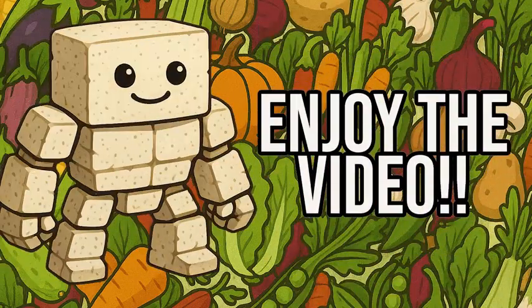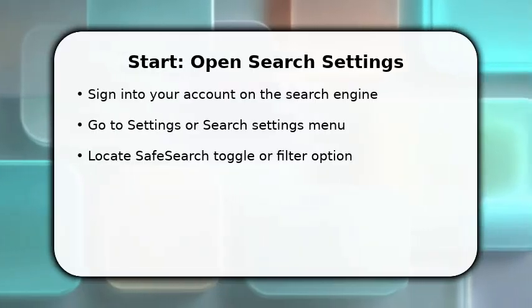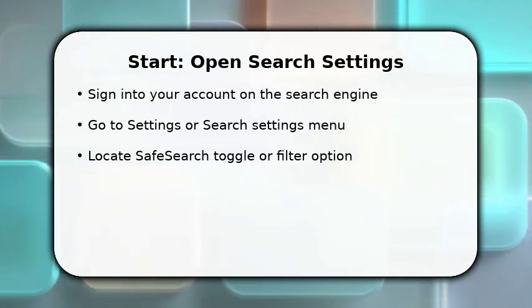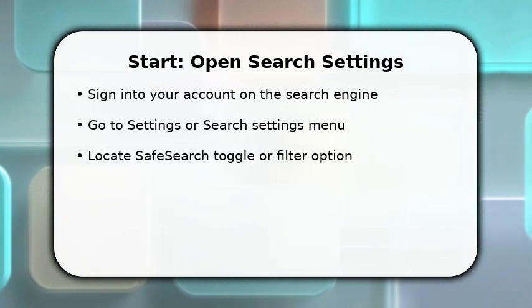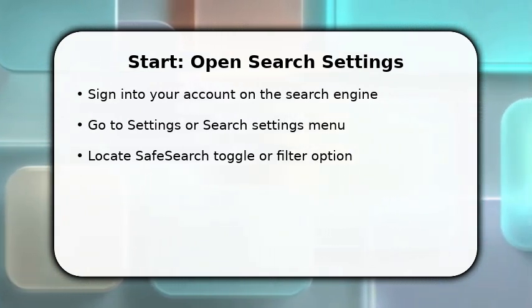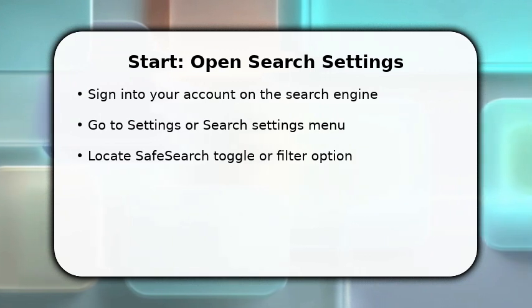Please enjoy the video. You're signed in, so open the search engine and click Settings immediately. This gets you to the controls. Once you're in Settings, find Search Settings or Privacy and look for the Safe Search toggle. That's the first actionable control.